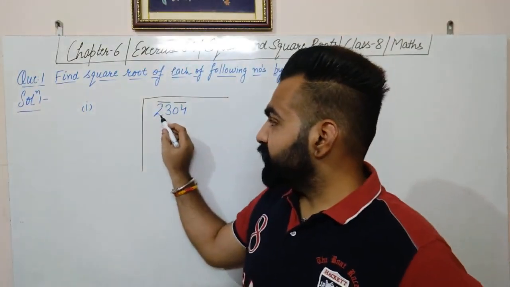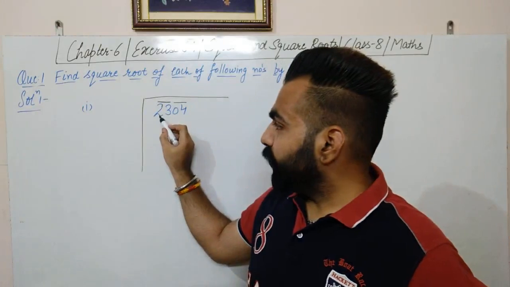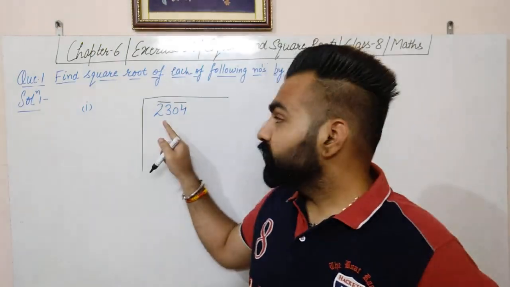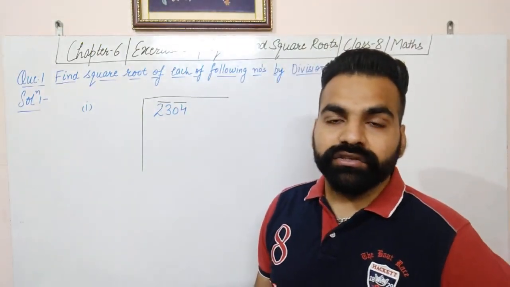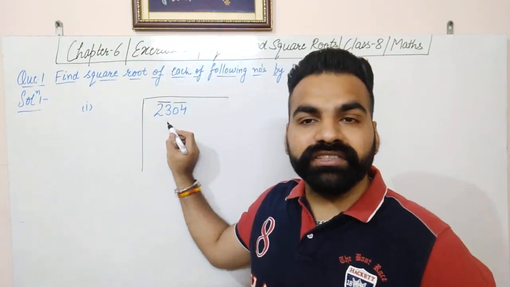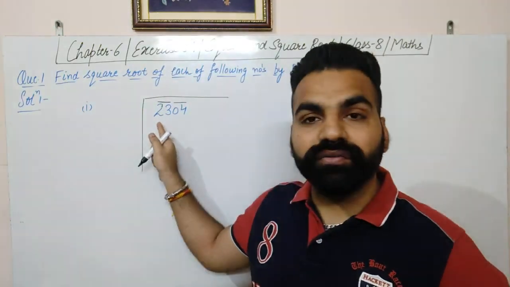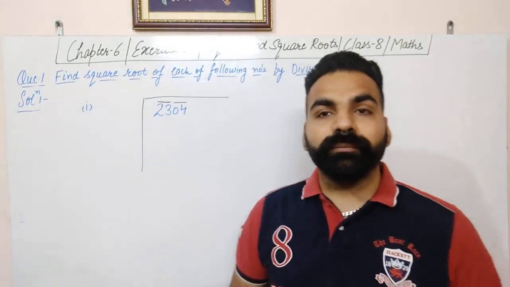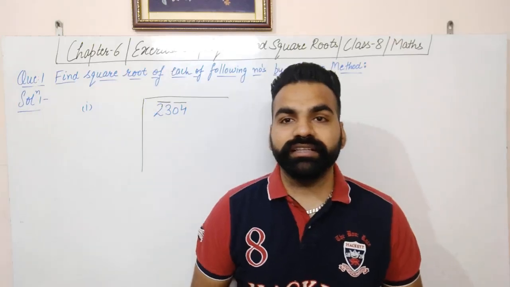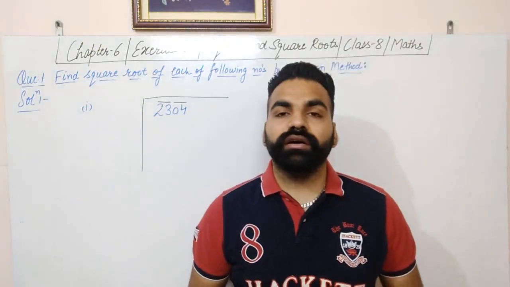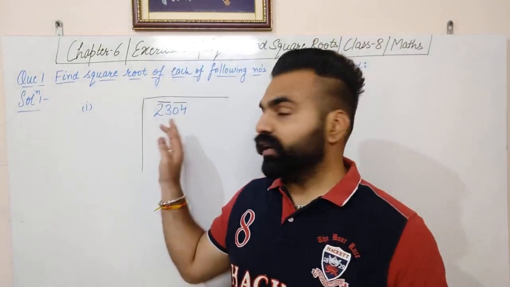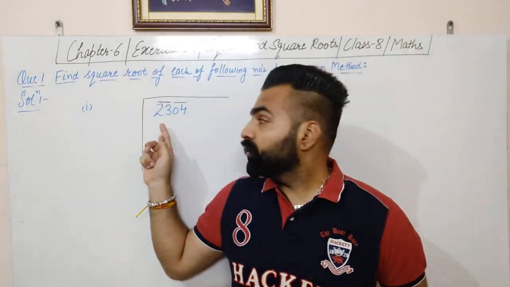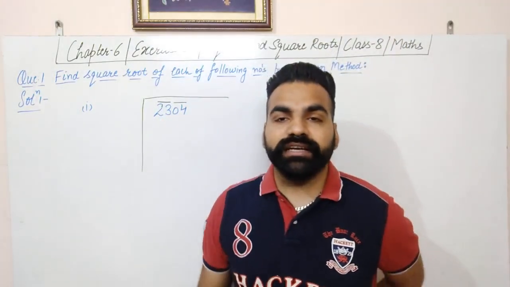Next step, we will see the first pair here, that is 23, and we have to find a perfect square number which is less than 23. So what is a perfect square number? The number which is the square of some other number. The perfect square number which is smaller than 23 is 16. The next perfect square after 16 is 25, but 25 is greater than 23. So we will select the smaller perfect square number than 23, that is 16.